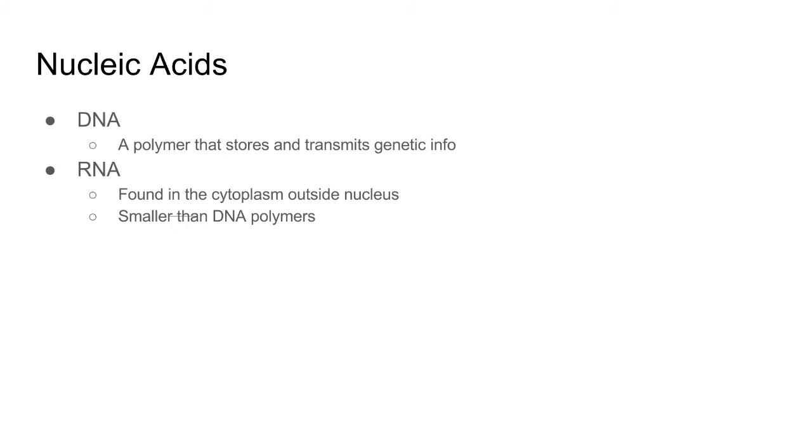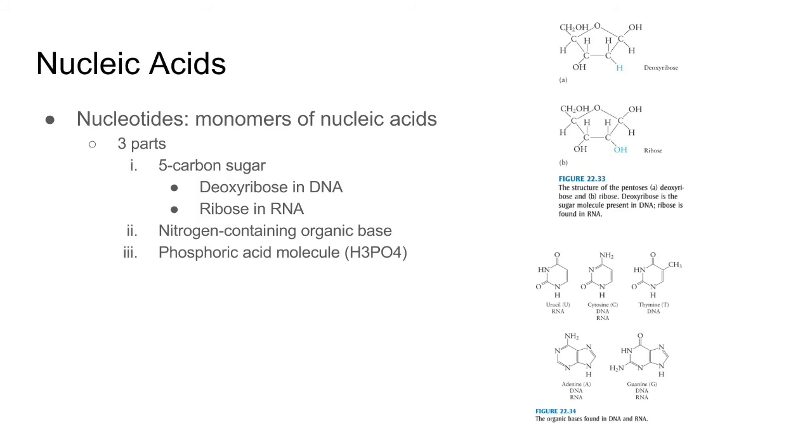Now we're going to shift towards nucleic acids, where we're going to learn about DNA and RNA and their processes and differences. DNA is a polymer that stores and transmits genetic info, and it is placed in the nucleus. And RNA is found in the cytoplasm outside the nucleus, but it is smaller than DNA. Nucleotides are monomers of nucleic acids, and they contain 3 parts. They have a 5-carbon sugar, a nitrogen-containing organic base, and a phosphoric acid molecule.